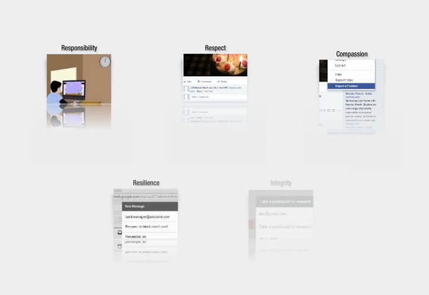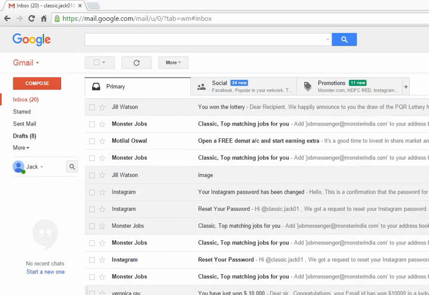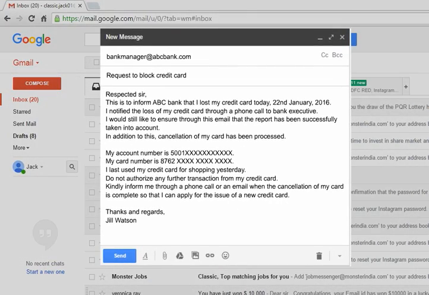The fourth value is resilience. Resilience is the ability to recover from an undesirable change or incident. If your credit card is lost, then you should report the incident to the bank and ask the bank to block it. You should not panic in this situation.